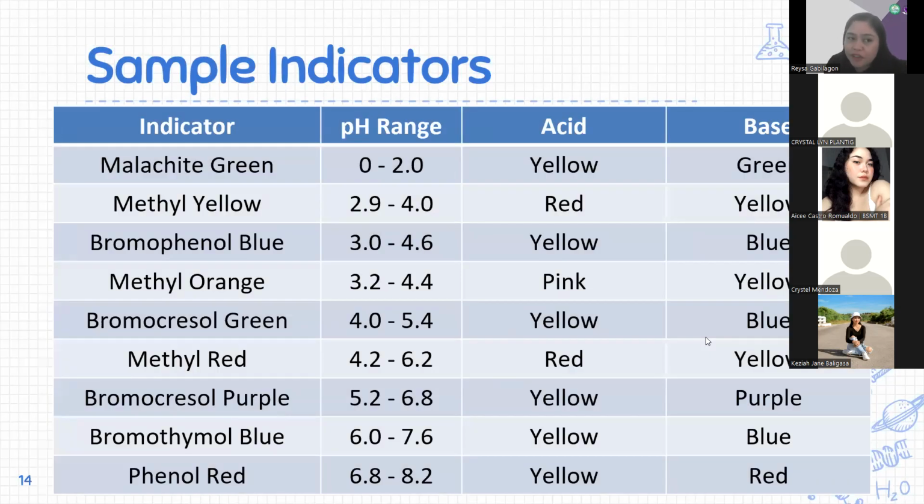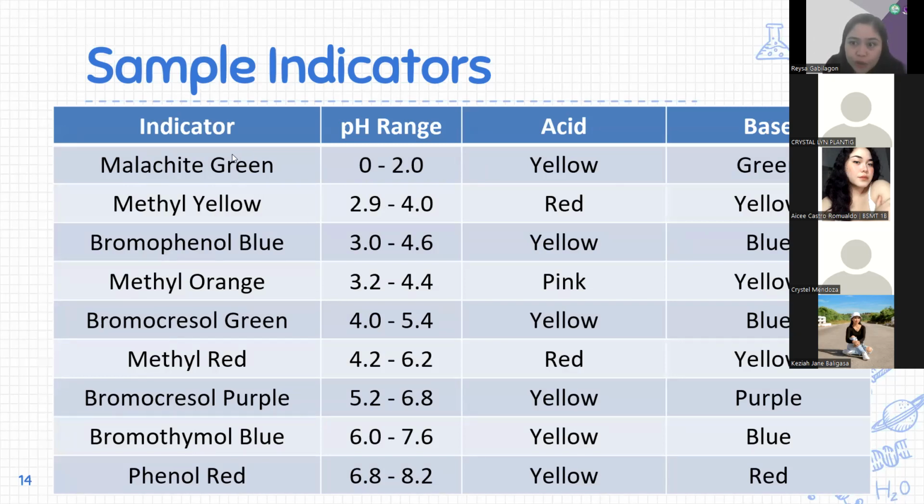But aside from phenolphthalein, class, there are still other indicators that we can use. These are examples, there are too many of them. And if you're going to ask me, ma'am, do we need to familiarize this? Yes, you need to be familiar with the names of these indicators and also their colors depending on the environment that they are added to.